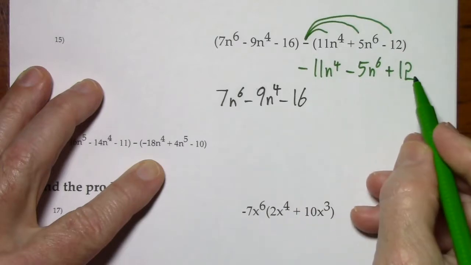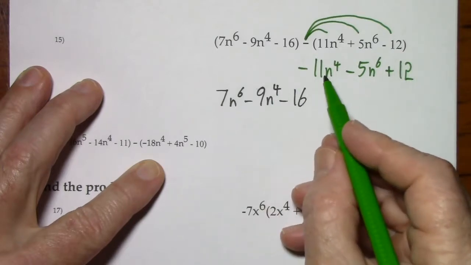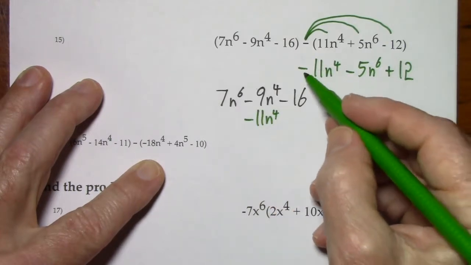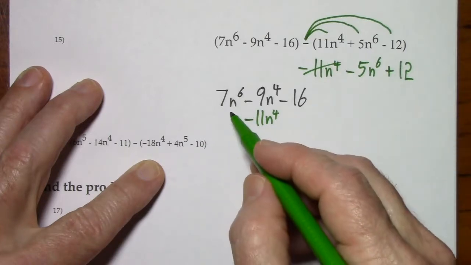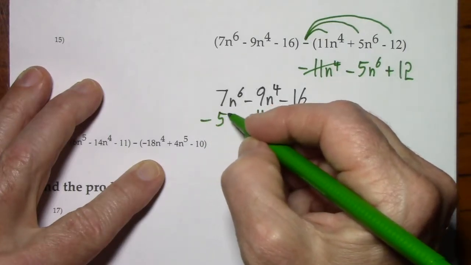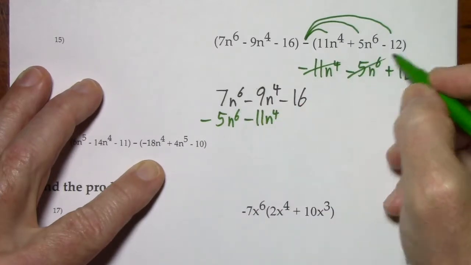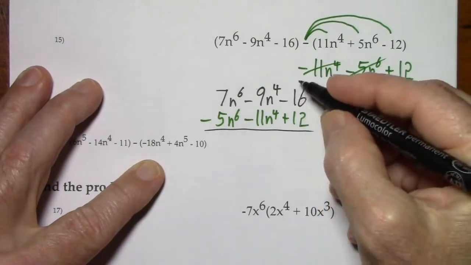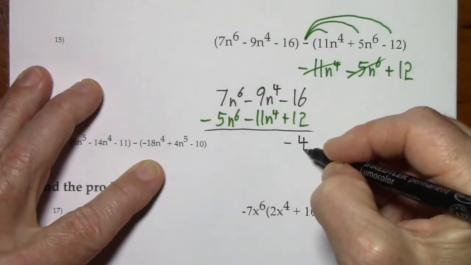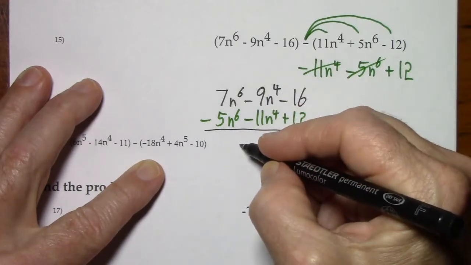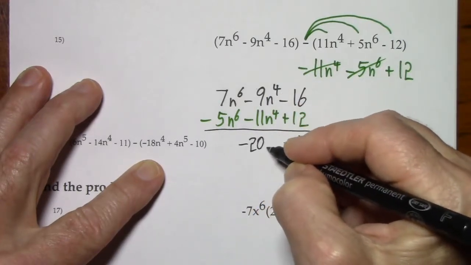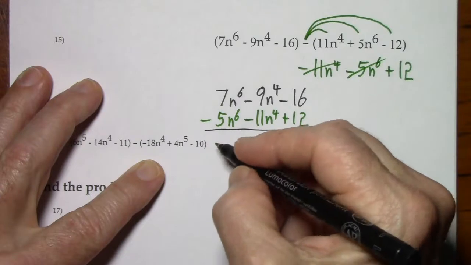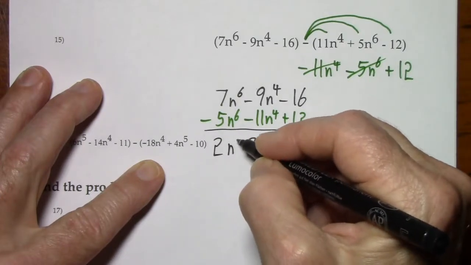I'll just put each of these terms underneath the like term, n to the fourth. So we have a negative 11n to the fourth. That's taken care of. Negative 5n to the sixth will go right here. That's taken care of. And finally this 12. So that leaves us with a negative 4. Signs are the same. We add and keep the sign. That's 20n to the fourth. And here the signs are different. We'll subtract. We get 2n to the sixth.